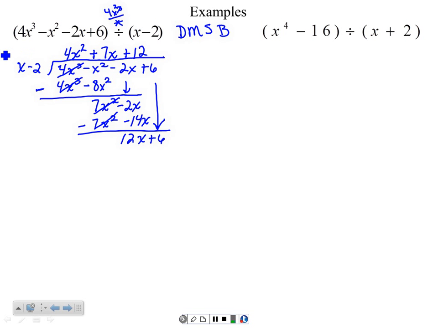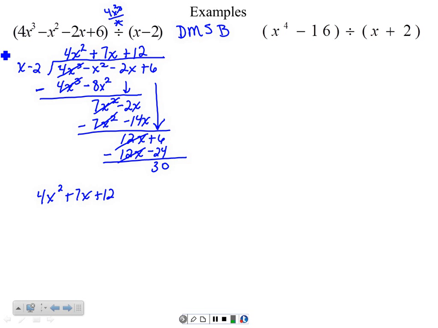So 12 times x is going to be 12x, and 12 times negative 2 is going to be negative 24. And then if we subtract, 12x minus 12x goes away, and 6 minus a negative 24 goes to 6 plus 24, which is going to be a 30. So your answer is going to be 4x squared plus 7x plus 12.